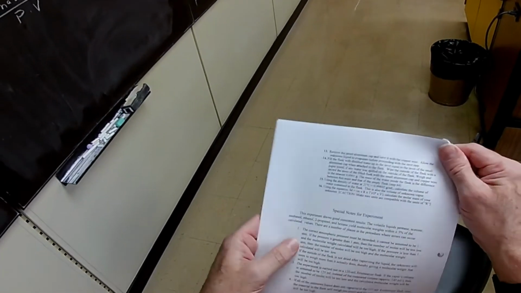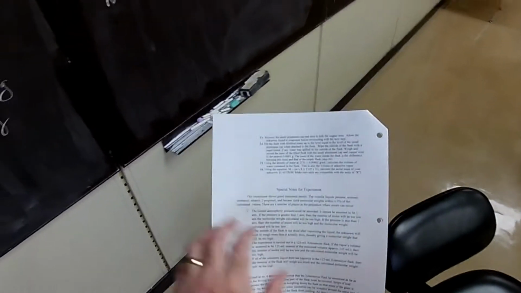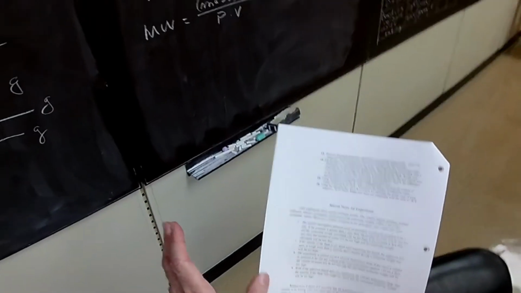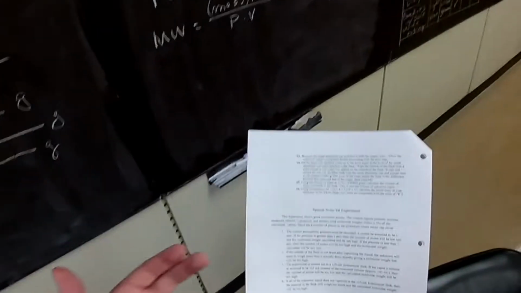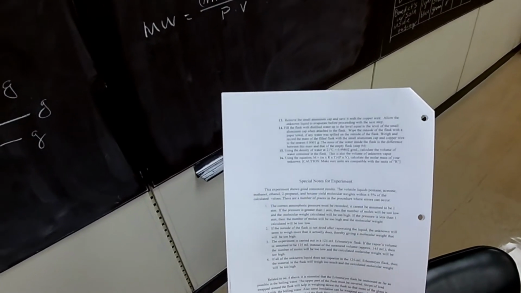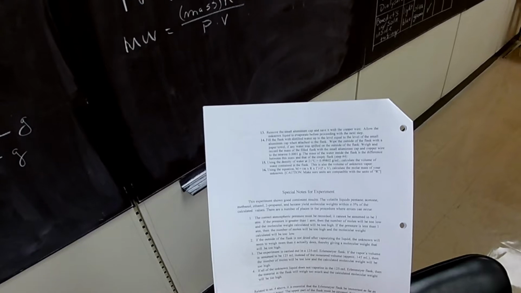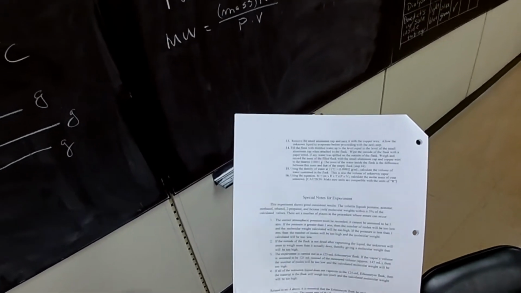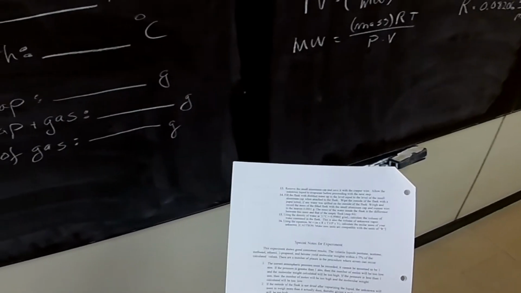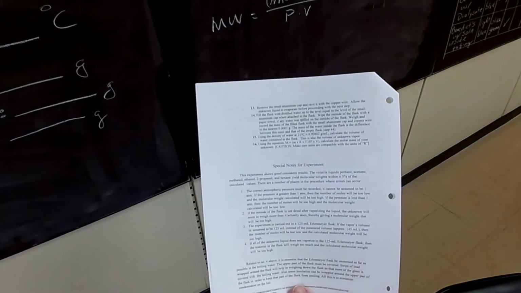So I've got some special notes here. You have to get the correct atmospheric pressure. You can't assume it to be 1 atmosphere, especially when you're above sea level, like we are. And you have to make sure the outside of the flask is dry after you take it out of the water bath. Otherwise, that extra weight is going to bias your results.